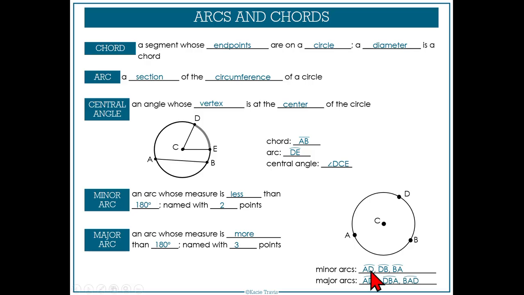So see, instead of AD, we would name it a little bit bigger. So this would be going from A through B over to D. So those are the two ways we could name these arcs. We can name this AD. I would know it's just talking about the small one.